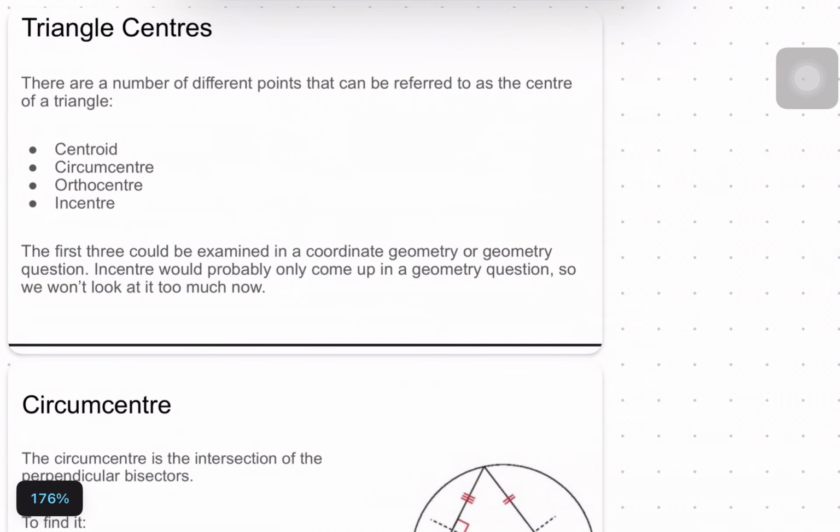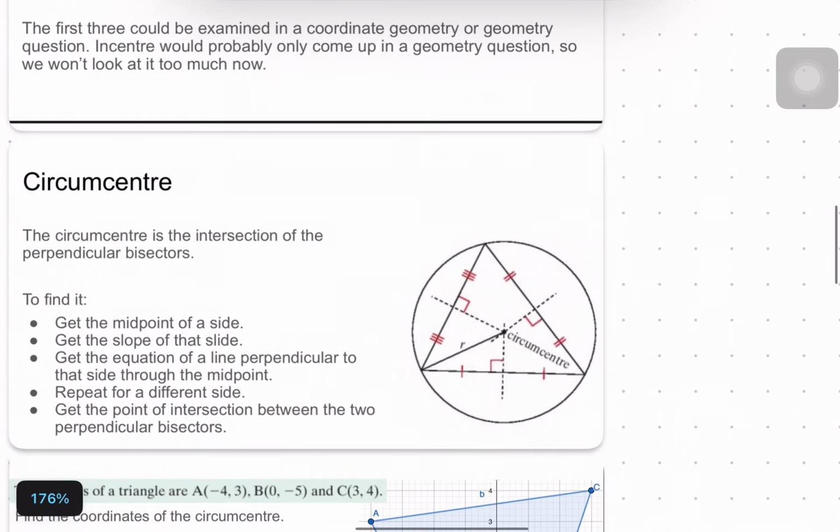Alright, so this video is about finding the circumcenter of a triangle. The circumcenter is the intersection of the perpendicular bisectors of the sides of the triangle. A perpendicular bisector is a line that cuts another line in two and is perpendicular to it.